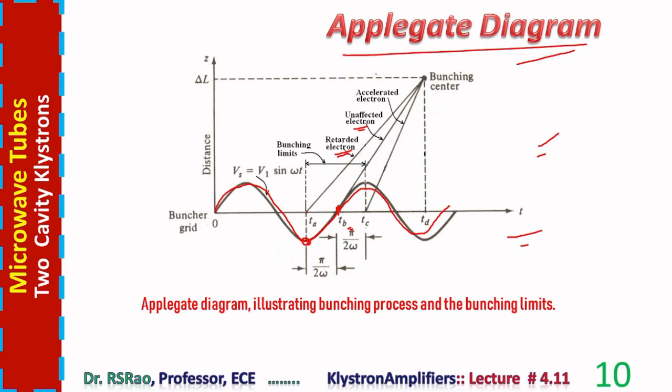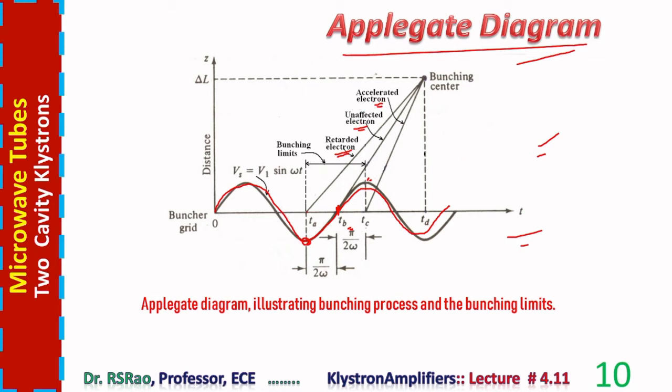Here it gets maximum acceleration because the gap voltage is positive and at its peak. So it gets accelerated, its velocity increases. We call this electron the accelerated electron. So the first electron is the retarded electron, the second electron is the unaffected electron, the third electron is the accelerated electron. But notice, the retarded electron is the one which entered first into the drift region, then the unaffected electron, lastly the accelerated electron.